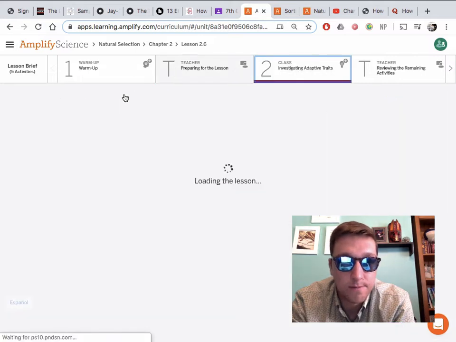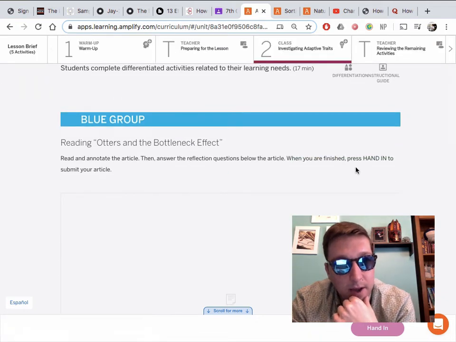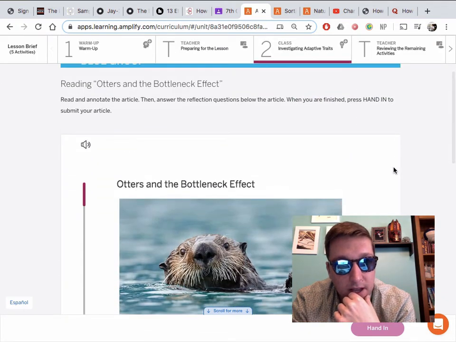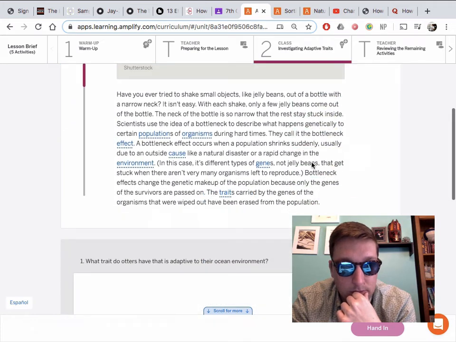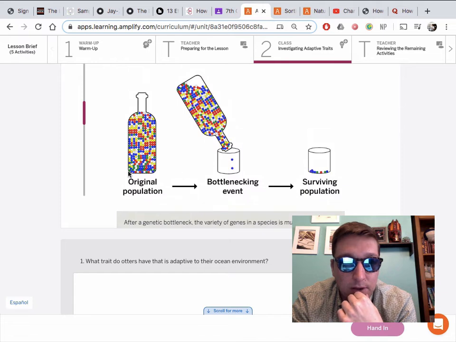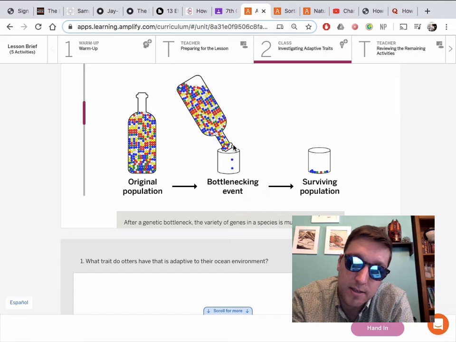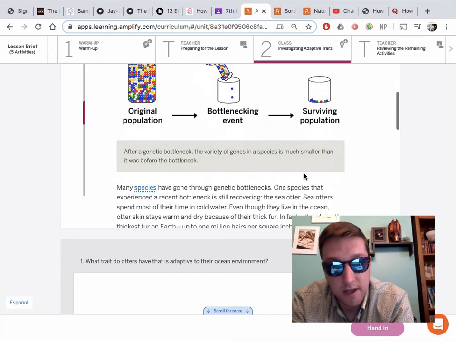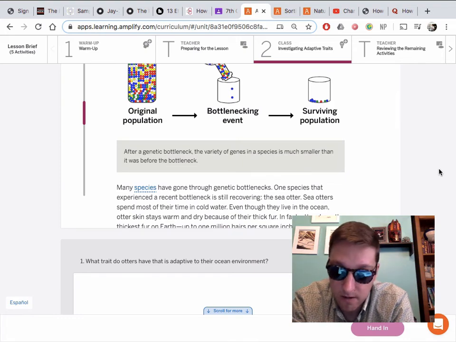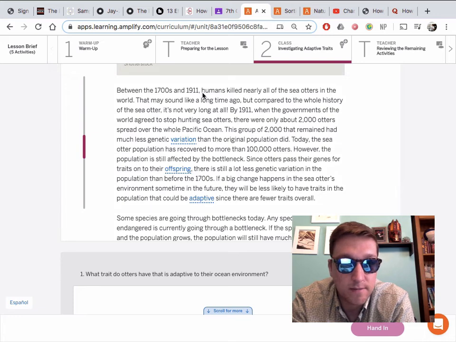Let's move forward. Blue group. So you guys are going to read about otters and the bottleneck effect. The bottleneck effect is basically when you have an original population and then there's some kind of event that causes only a fraction of the original population to survive. And in this case, humans cause that bottleneck effect, because humans killed nearly all of the sea otters, sadly.